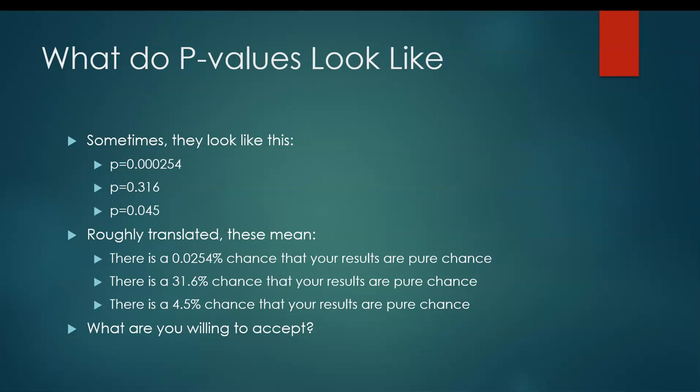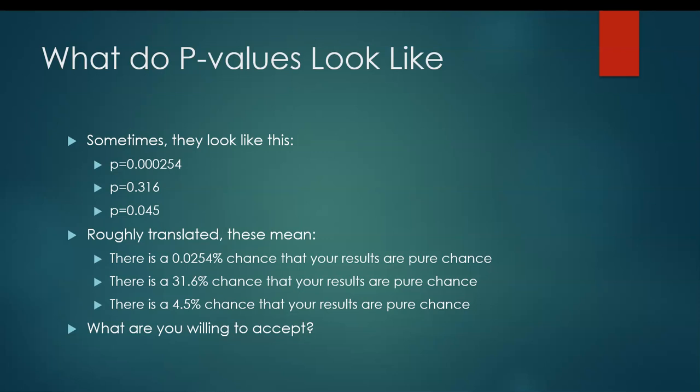P equals 0.045. Change that one to a percentage and you have a 4.5% chance that your results are not meaningful. It depends on the threshold that you set. You have to say, okay, that's a 4.5% chance that my results aren't meaningful. I'm willing to accept 5% or lower that my results are not meaningful. So that one's okay. So the first one is okay. This third one is okay, but the second one is not.